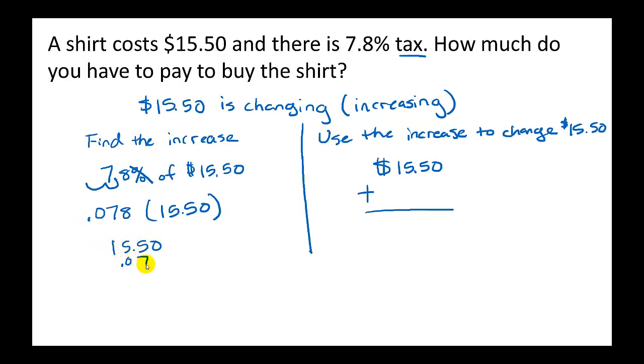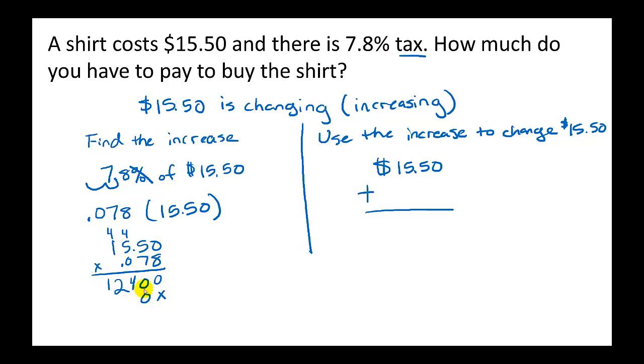And so we get 8 times 0 is 0. 8 times 5 is 40. 40 plus 4 is 44. And 8 times 1 is 8 plus 4 is 12. Now we're done with the 8. We're on to the 7.